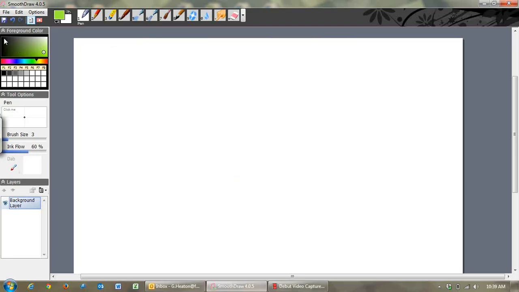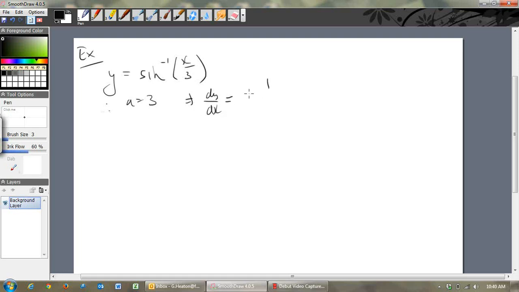So an example. Let's do what I just said: y equals sine negative 1 of x over 3. There are two ways to do it. You could use that formula. The formula says, in this case, a is equal to 3, because it's x over a. So your derivative with respect to x is equal to 1 over the square root of a squared, so that'll be 9, minus x squared, and that's it.